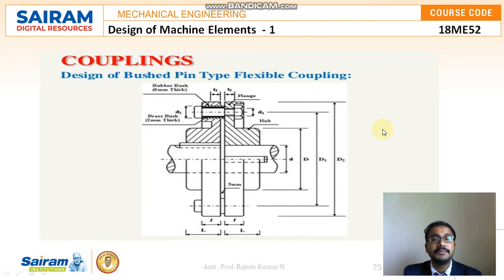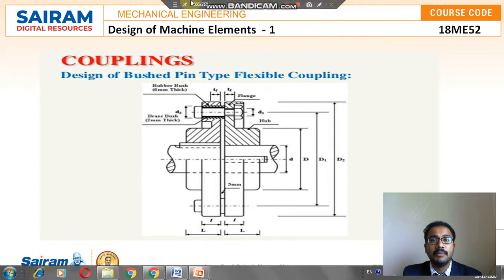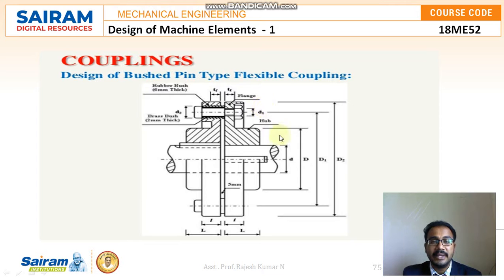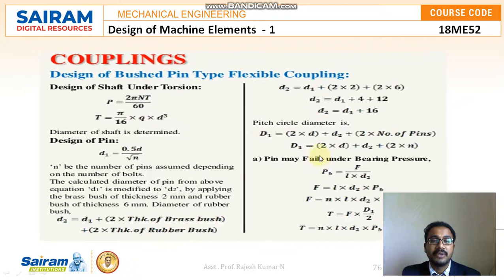Then moving to the next one, design of bushed pin type of flexible couplings, where we will be having a rubber bush of thickness approximately 6 mm, because usually that is recommended. So that is why this particular coupling is called a bushed pin type, and it is also called a flexible one, because this kind of coupling will have little flexibility, some angular relaxation will be there, and apart from that, D, small d, capital D1, D2, everything remains the same.